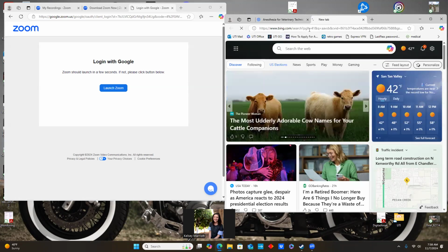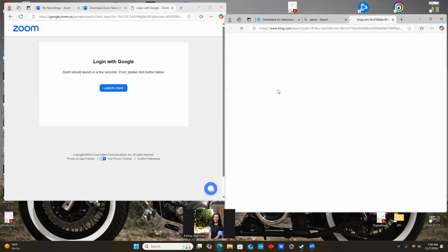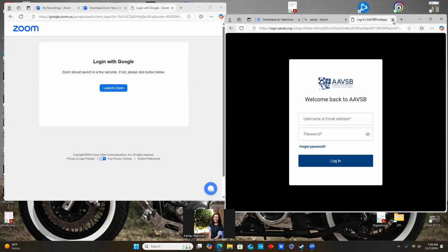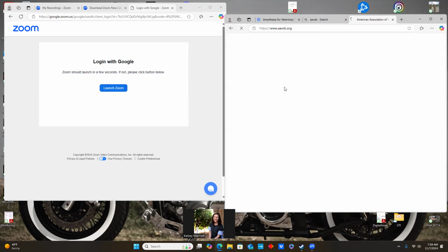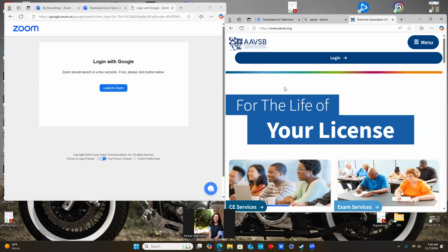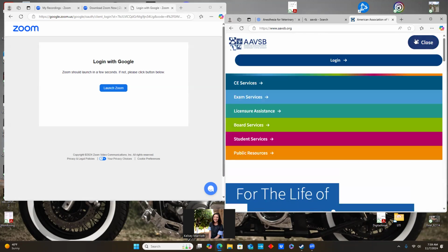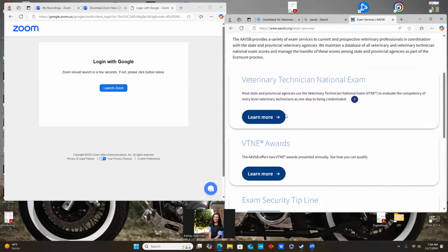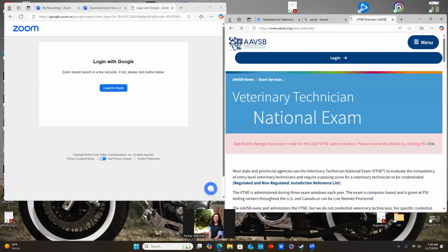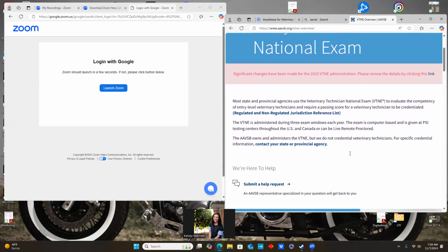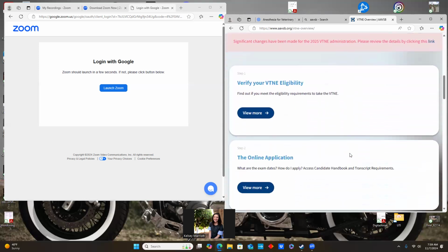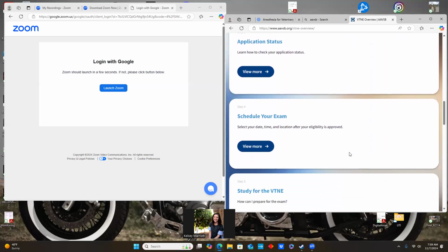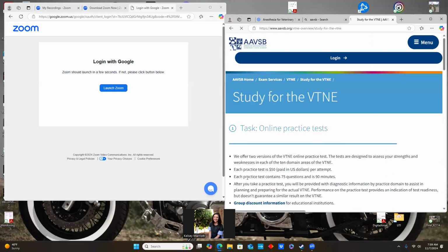So if you go to the AAVSB website, which you guys should already be familiar with because this is where you go to apply to take your VTNE, there are a lot of resources on here. When you go to exam services and you scroll down to your VTNE section, this will tell you all the updated things you need to know, like when the windows are open and closed. But if you scroll down further after the application process, you can actually go to study for the exam.